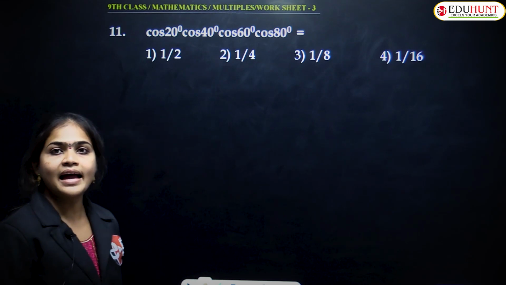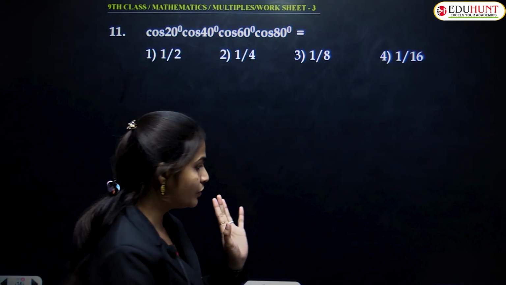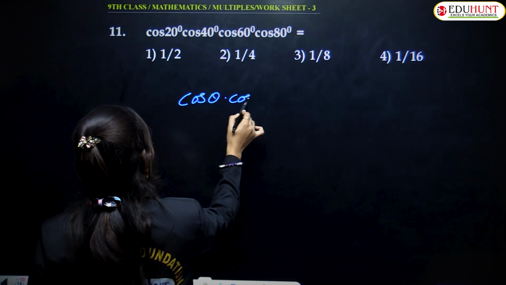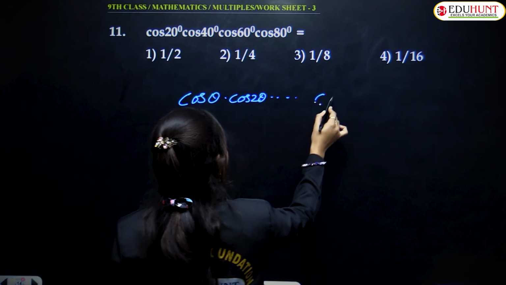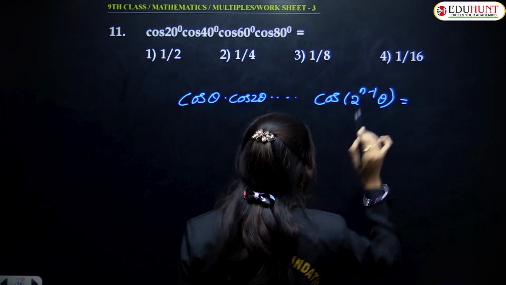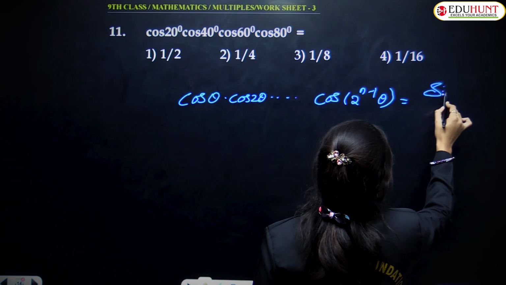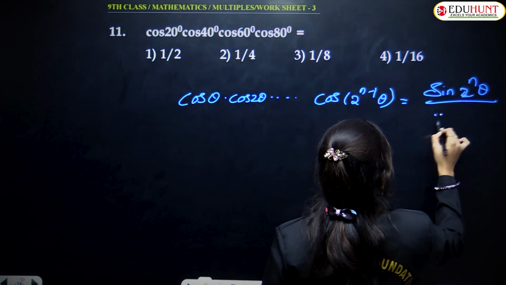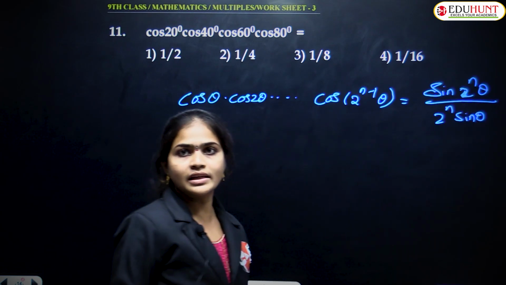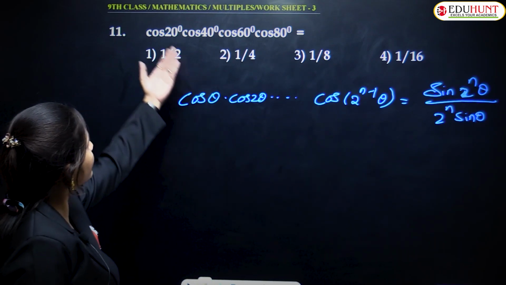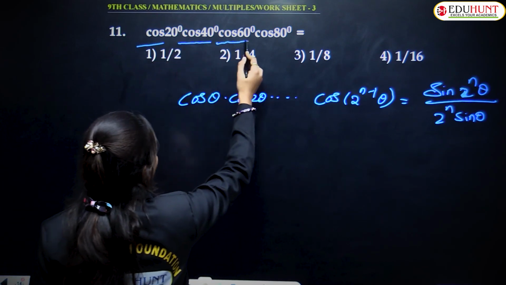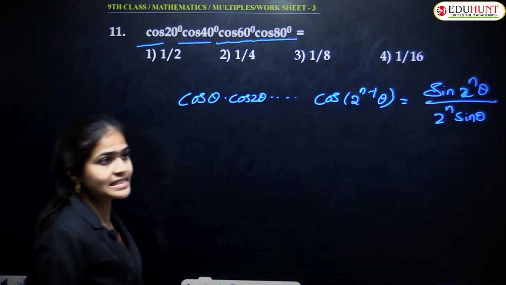See here, at the time of proofs I told you one of the proofs, what is that? Cos theta, cos 2 theta and so on, cos 2 power n minus 1 theta, which is equal to sine 2 power n theta by 2 power n sine theta. This formula we know, right? So just observe that the given question is also in the same form: cos 20 into cos 40 into cos 60 into cos 80 degrees.